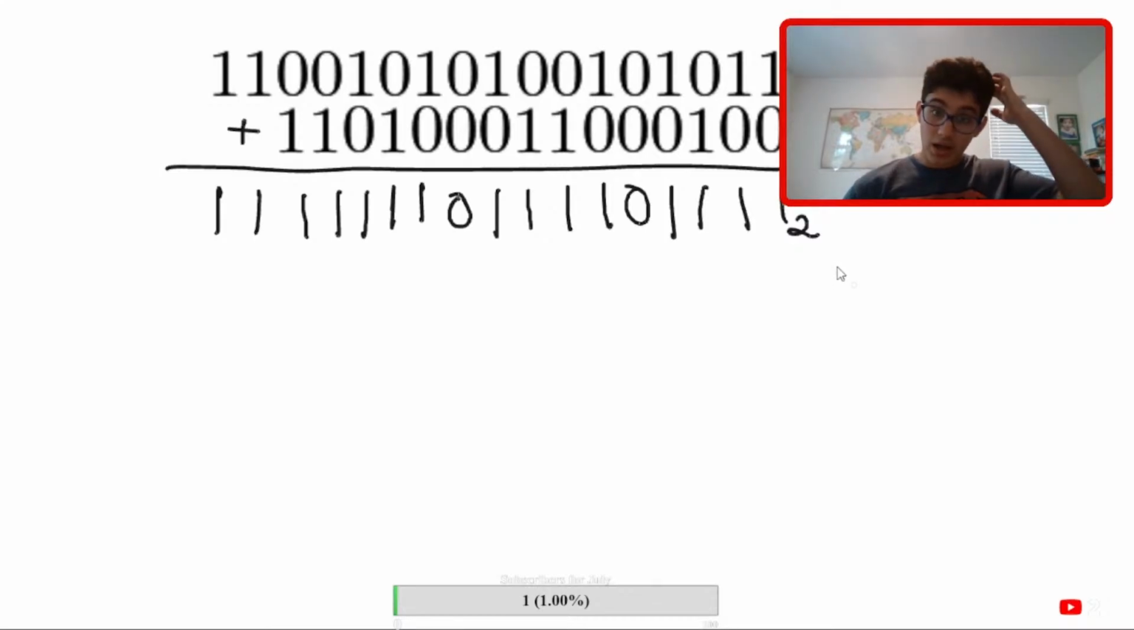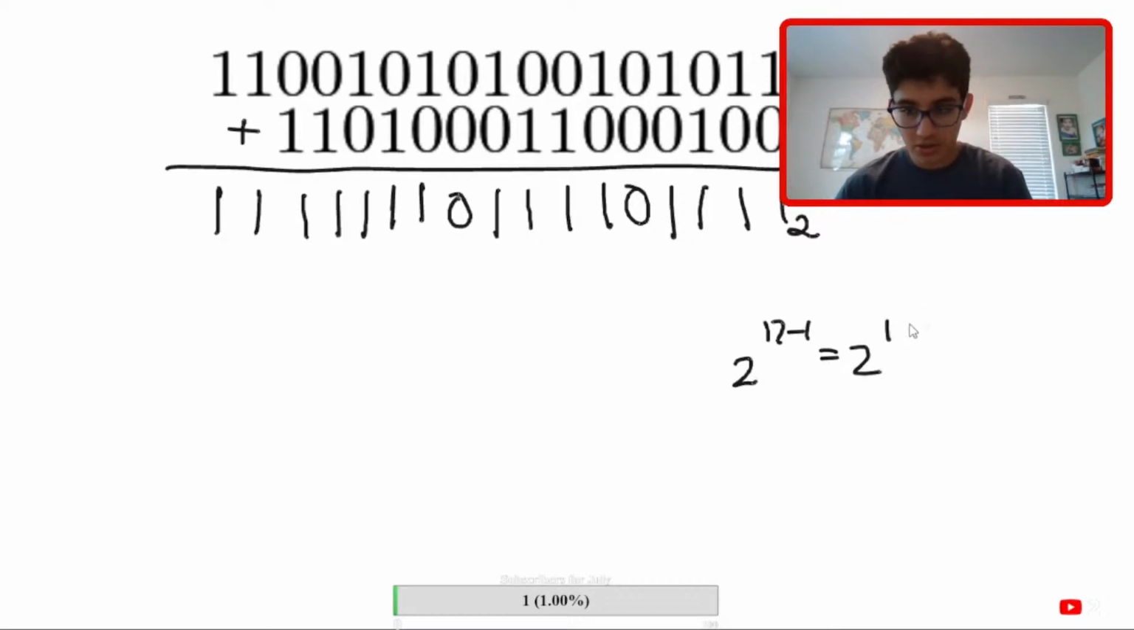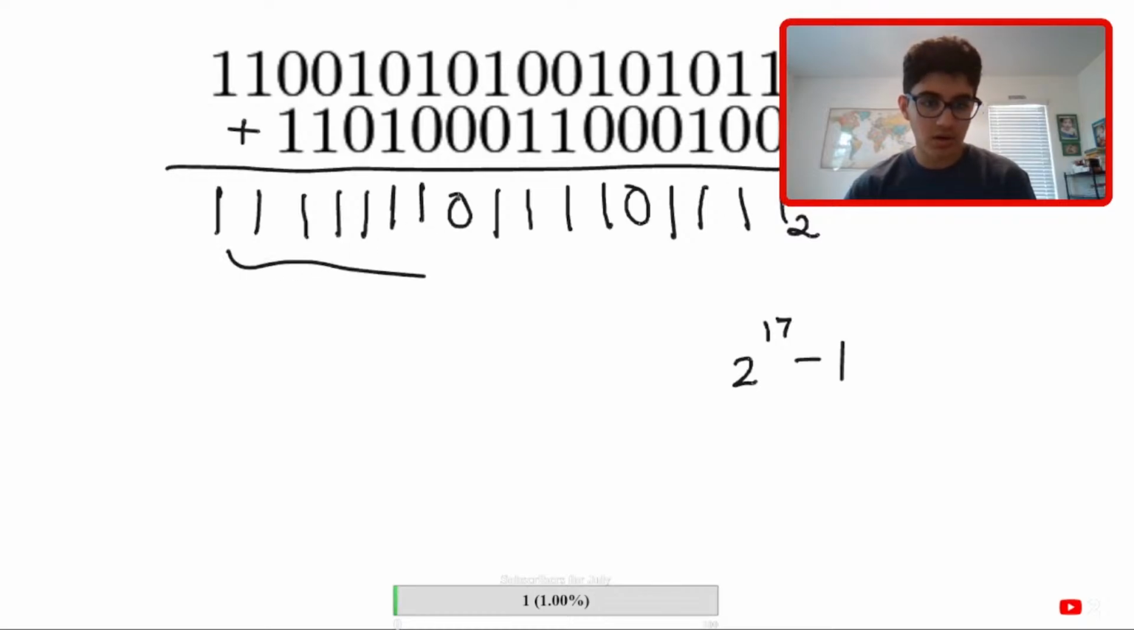And actually, it's easy to find out how many digits there are. 1, 2, 3, 4, 5, 6, 7, 8, 9. Wait, let me just count it once more. I'll count from the left. 1, 2, 3, 4, 5, 6, 7, 8, 9, 10, 11, 12, 13, 14, 15, 16, 17. So it'll be 2 to the 17th minus 1. 2 to the 17th minus 1 will give you everything.